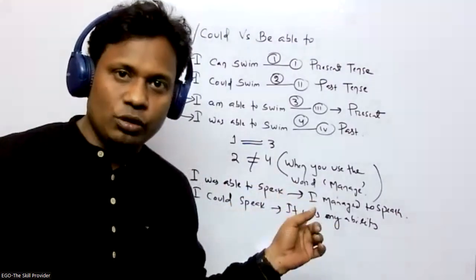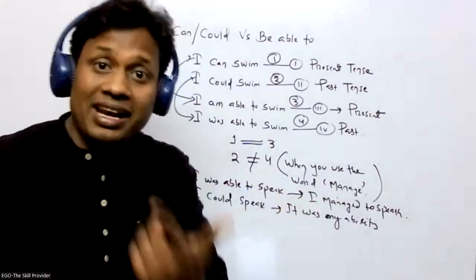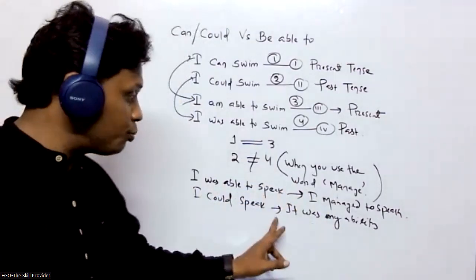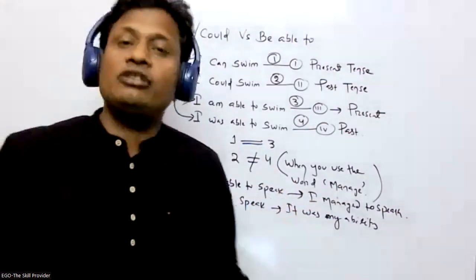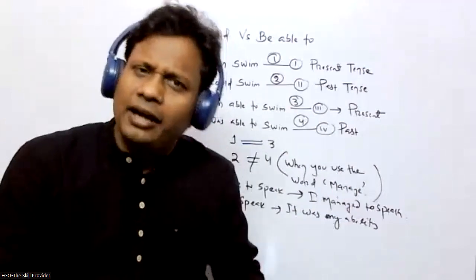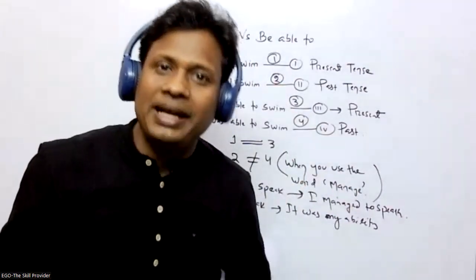If you are preparing for the exam, this is one of the finest examples you can give. If somebody asks you, I was able to speak, I could speak. I could speak means it was my ability. I was able to speak means I managed to speak. It was not my ability, but I tried, and something happened. That becomes my ability. It's not my ability.